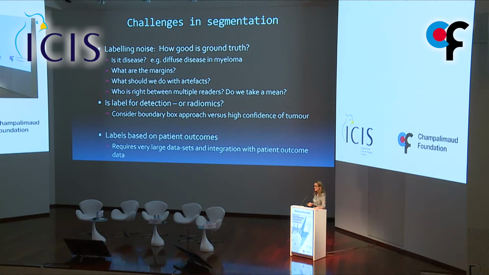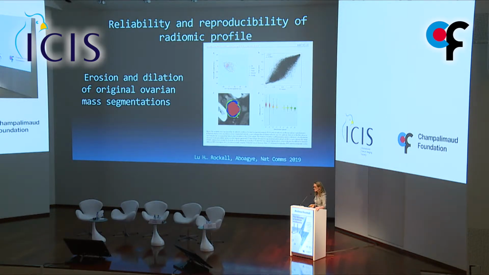I think the labeling contour does vary depending on the task that you want to undertake, and I know that Jayshree was mentioning this earlier. A boundary box approach might help with a very large data set if it's only a detection task, for example, but in a radiomic task, you want to be sure that your segmentation is very tight to the tumor so that you don't train incorrectly on extraneous tissue. And I think moving towards labels based on patient outcomes is going to be really important, but you need much larger data sets to do that.